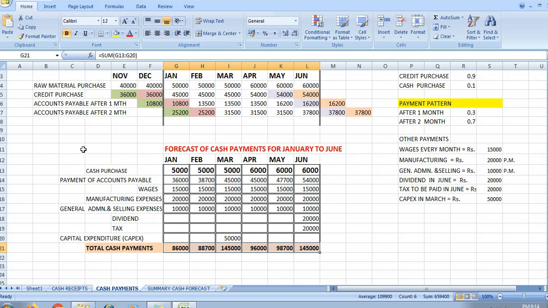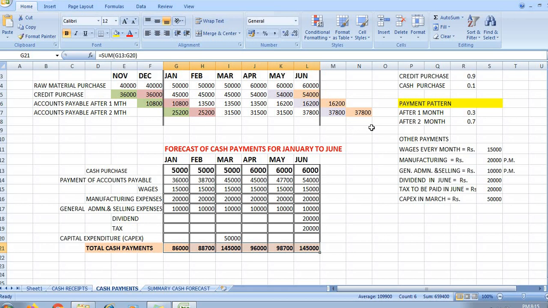You have data given again for the raw material purchased. So raw material purchase figures are given. Credit purchase 90%, cash purchase 10%. So what we do first is find out how much has been on credit purchase. Total purchase is 40,000. 90% of this is 36,000. If raw material purchase is 50,000, 90% is on credit, that is 45,000. So like that we will know what exactly is the credit purchase.